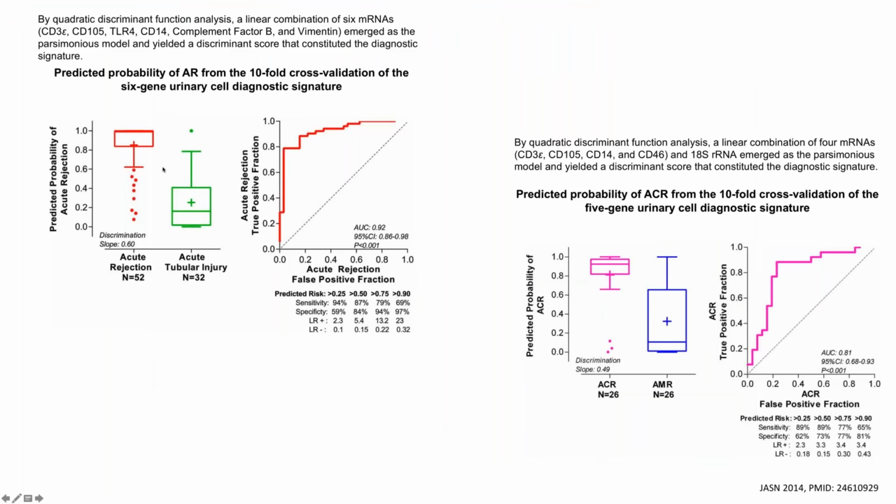So this is the predicted probability of acute rejection compared to ATI, with an AUC of 0.92. Step 1 is based on 6 genes, listed here. And then in step 2, based on 5 genes, we can distinguish acute cellular rejection from antibody-mediated rejection. So this is one biomarker that's available that uses urinary cell messenger RNA profiles to distinguish AMR from ACR.